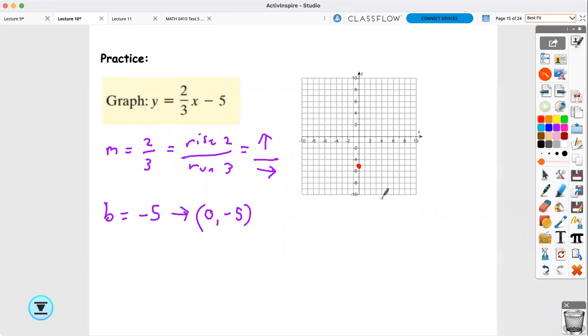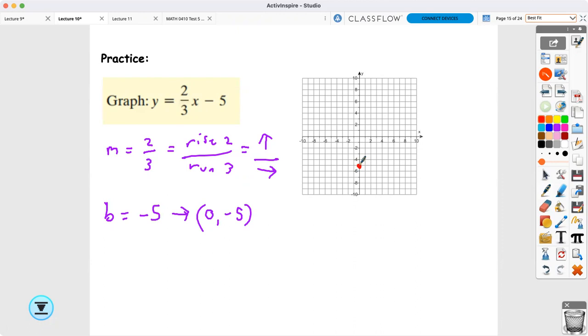Now, how will I find the next point? Anyone like to chime in? You use the rise and the run. M in y equals mx plus b. Good, we use the M, right? We're gonna rise 2, so it'll be 1, 2.